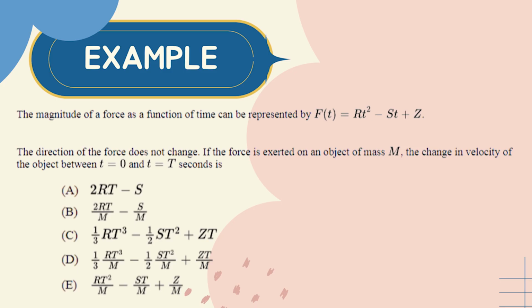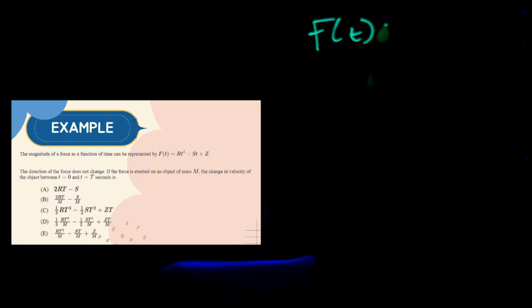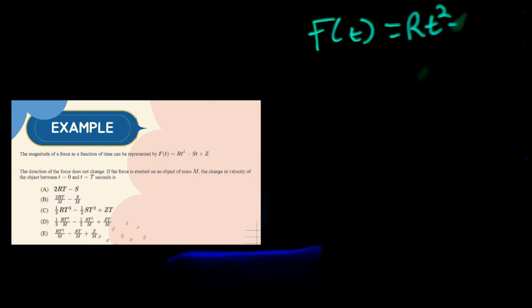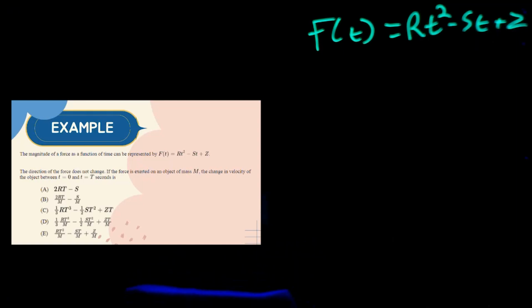All right, so here we have question 22. The magnitude of a force as a function of time can be represented by f of t equals r t squared minus s t plus z, and the direction of the force does not change. If the force is exerted on an object of mass m, the change in velocity of the object between t equals 0 and t equals t seconds is blank, and that's what we're trying to solve.